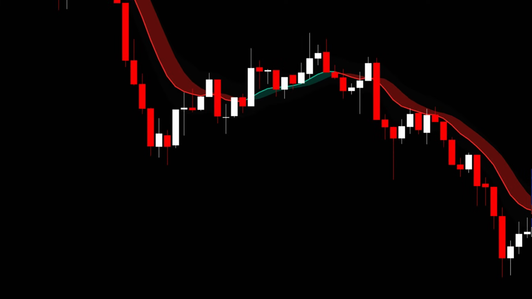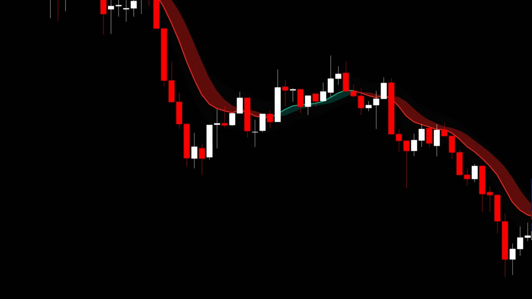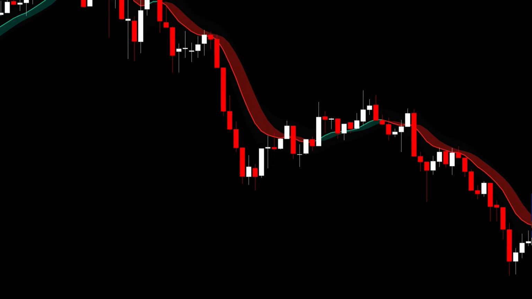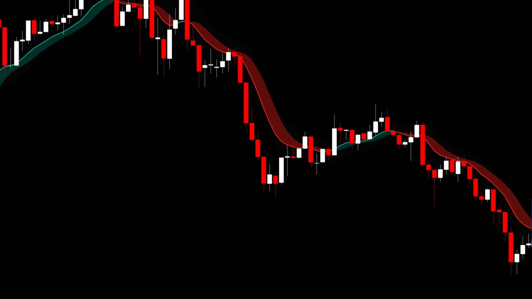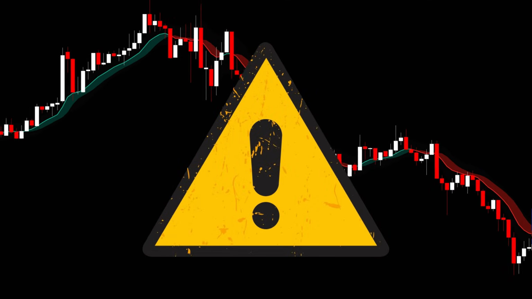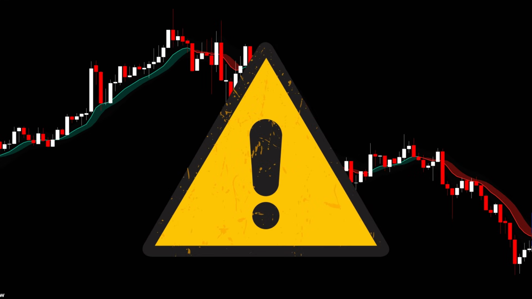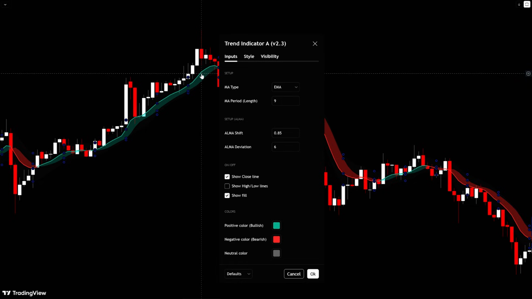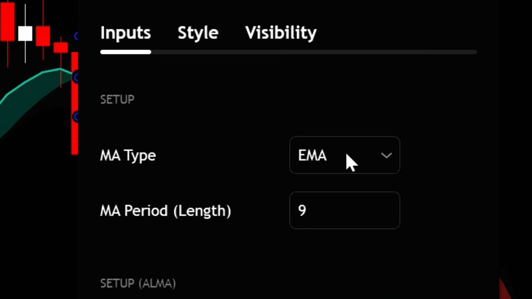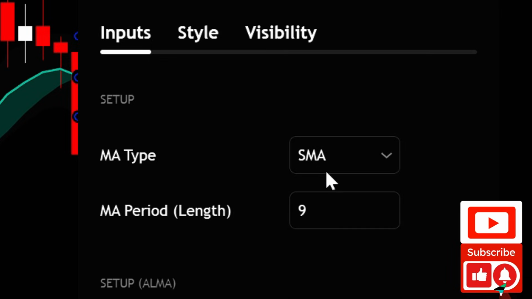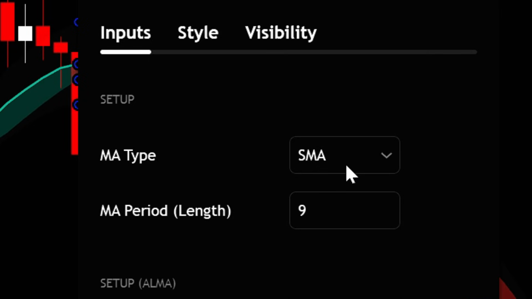It sits right on the chart and shows a smooth trend using Heikin-Ashi candles and moving averages. It doesn't predict the market, it just shows trend direction clearly. Most people make this mistake: the default length is too short. That makes the indicator react too fast, flipping with every small move instead of showing the dominant trend. To fix it, go into its settings, change the moving average type to simple, then change the period to 300.